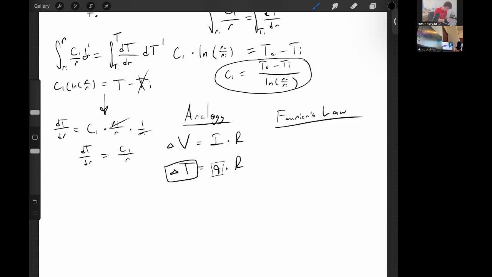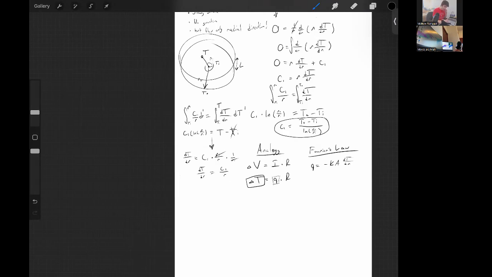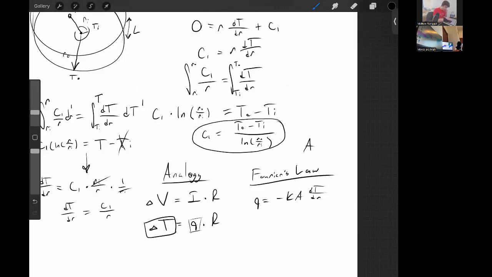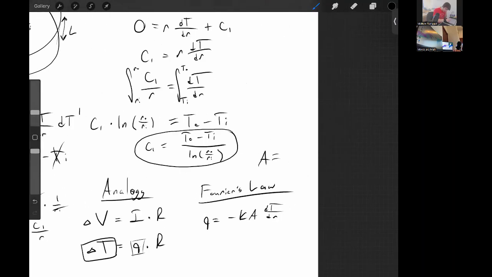Fourier's law: we can say that Q equals negative thermal conductivity constant times cross-sectional area multiplied by the temperature gradient, in this case the temperature gradient with respect to radial distance, or change of radial distance. So let's go ahead. I'm going to do the easy thing first. Area in this case, because this is a cylinder, is 2 pi L r.